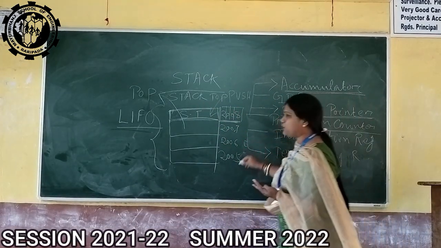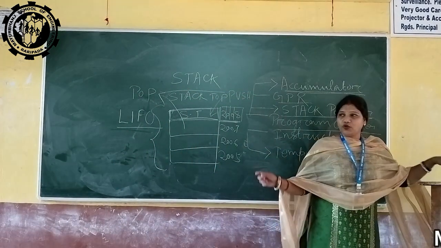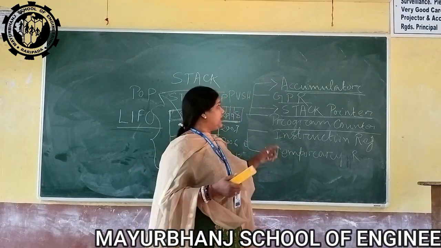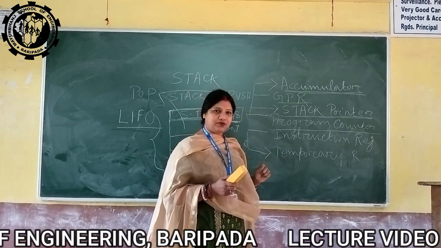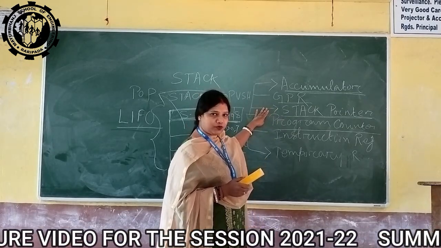The next one is program counter. So what is program counter? Program counter is also a 16-bit special purpose register. The first one, accumulator, is an 8-bit register. The GPR is an 8-bit register. But when coming to the stack pointer, it is a 16-bit special purpose register.